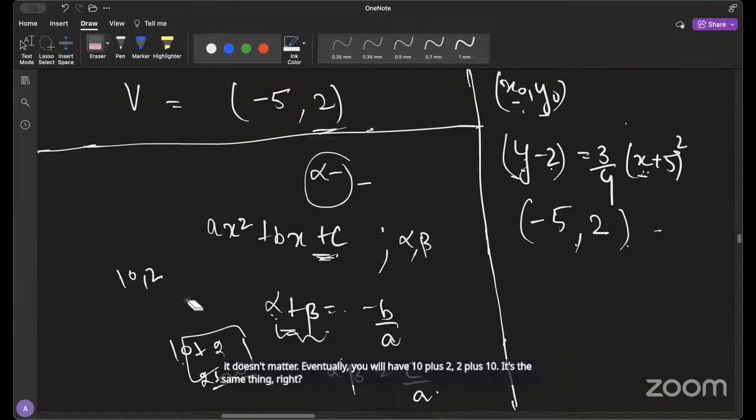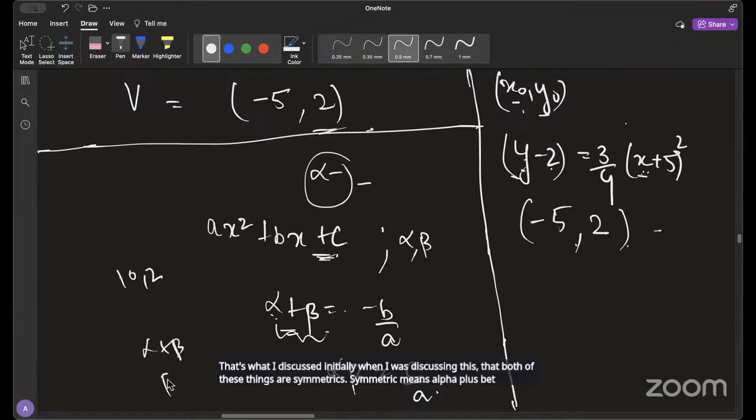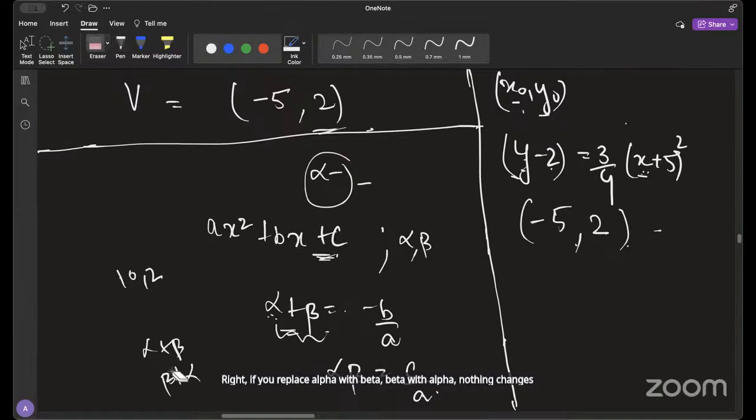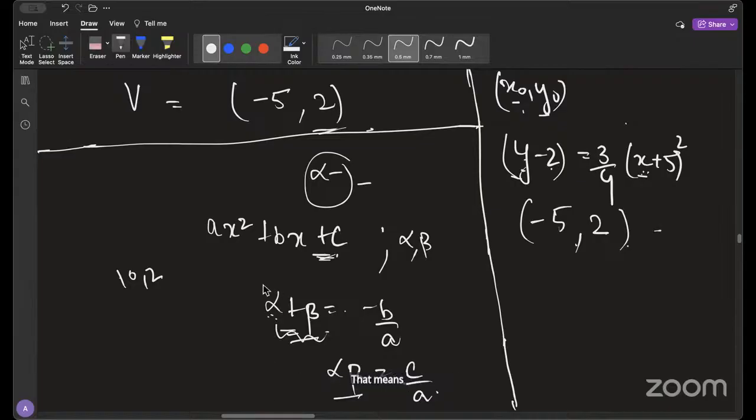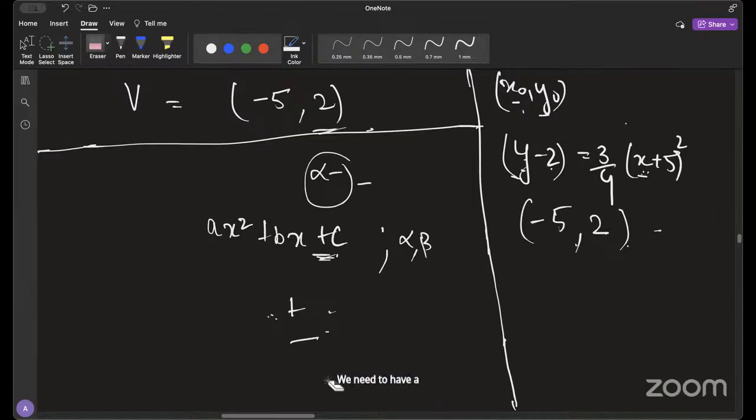That's what I discussed initially, that both of these things are symmetric. Symmetric means alpha plus beta, beta plus alpha doesn't change anything. If you replace alpha with beta and beta with alpha, nothing changes. That's symmetric. This is also symmetric. That means you can choose anyone to be alpha, anyone to be beta. That should not be a problem, unless they have mentioned that the bigger root is to be taken as alpha and the smaller root as beta. Then we'll need a question like that in order to discuss it. Right now I can't think of a question like that. Is that okay?